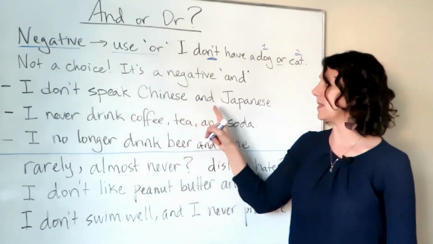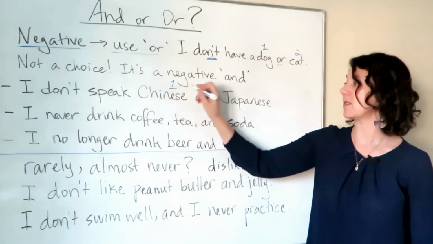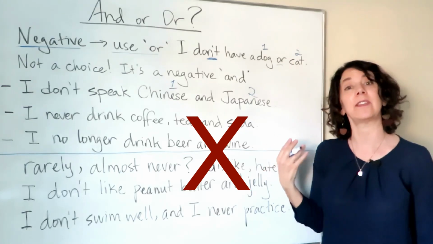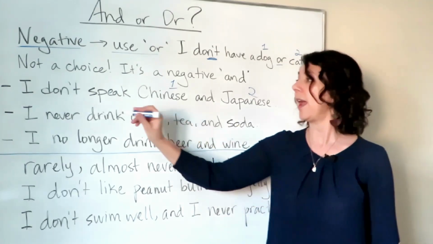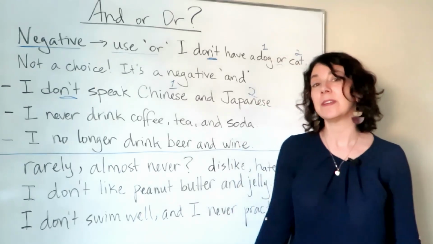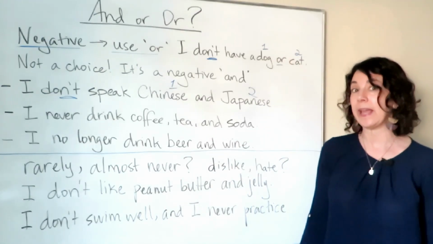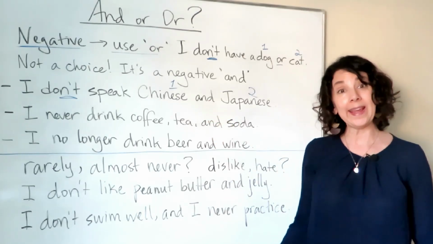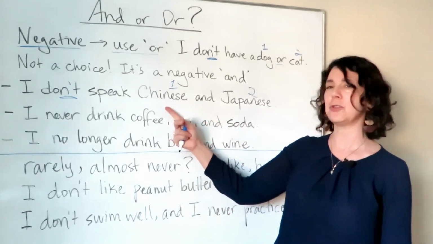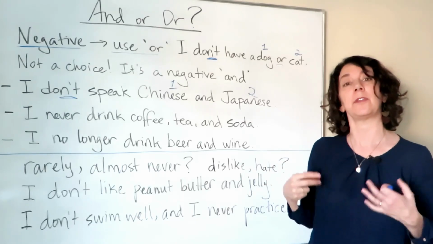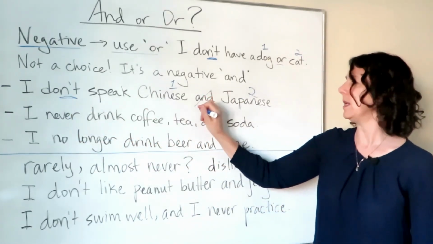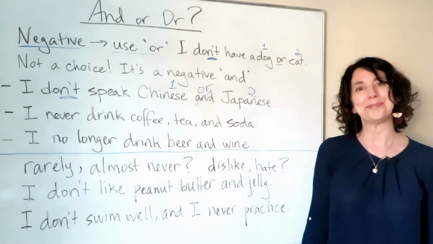I don't speak Chinese and Japanese, so this is incorrect. And I'm showing you this because this is a mistake that I often hear. I often hear when the sentence is negative with a negative verb, some English learners will use the word "and" because they know that if they have two nouns, they join them together with "and." But because the sentence is negative, we need to use "or."